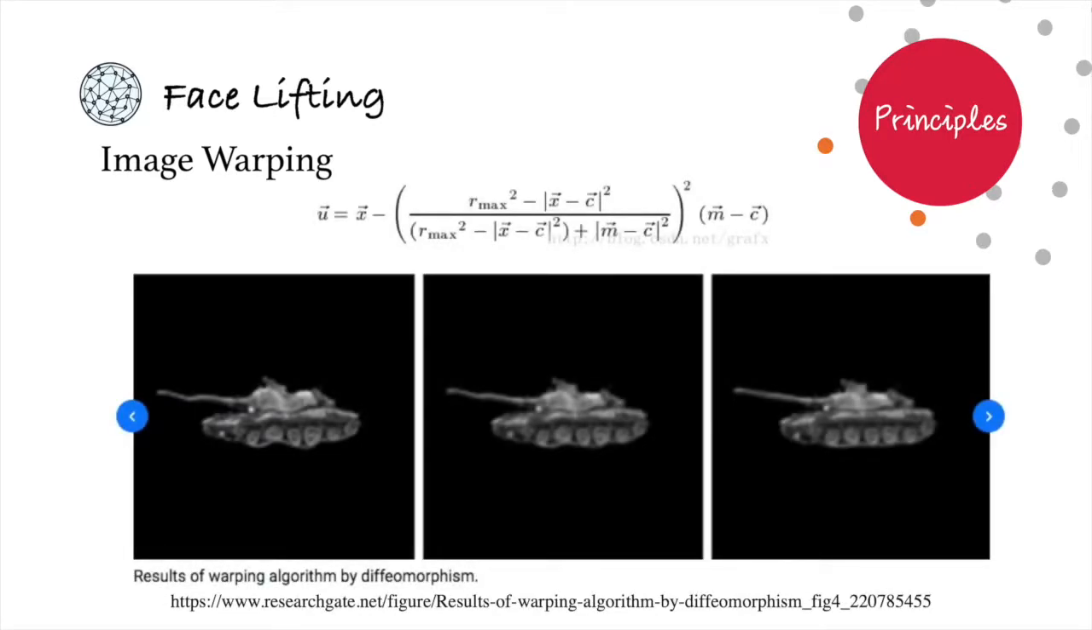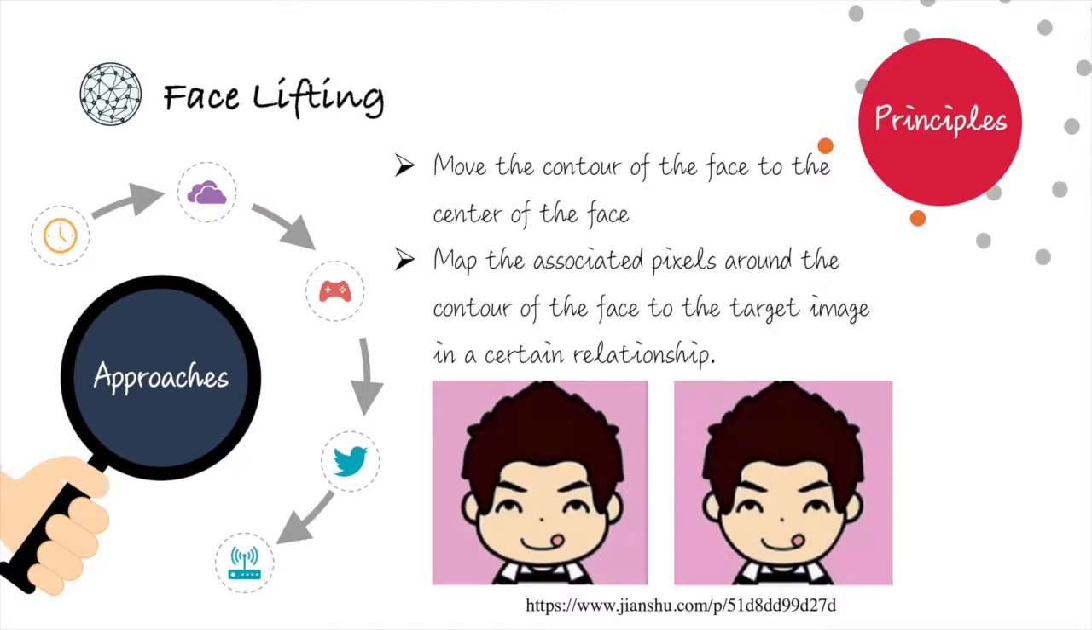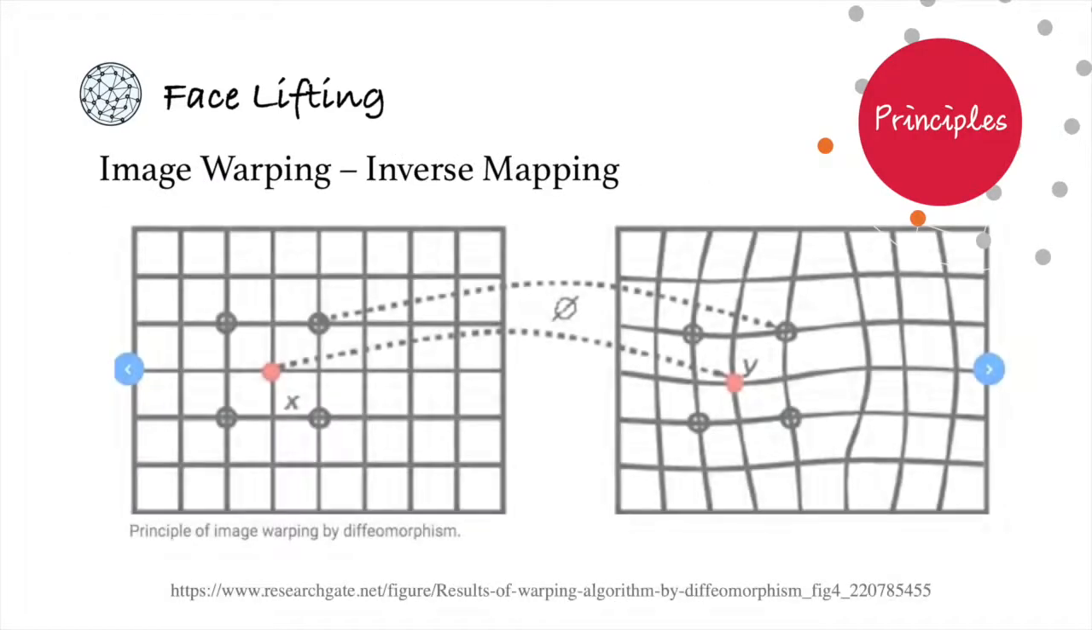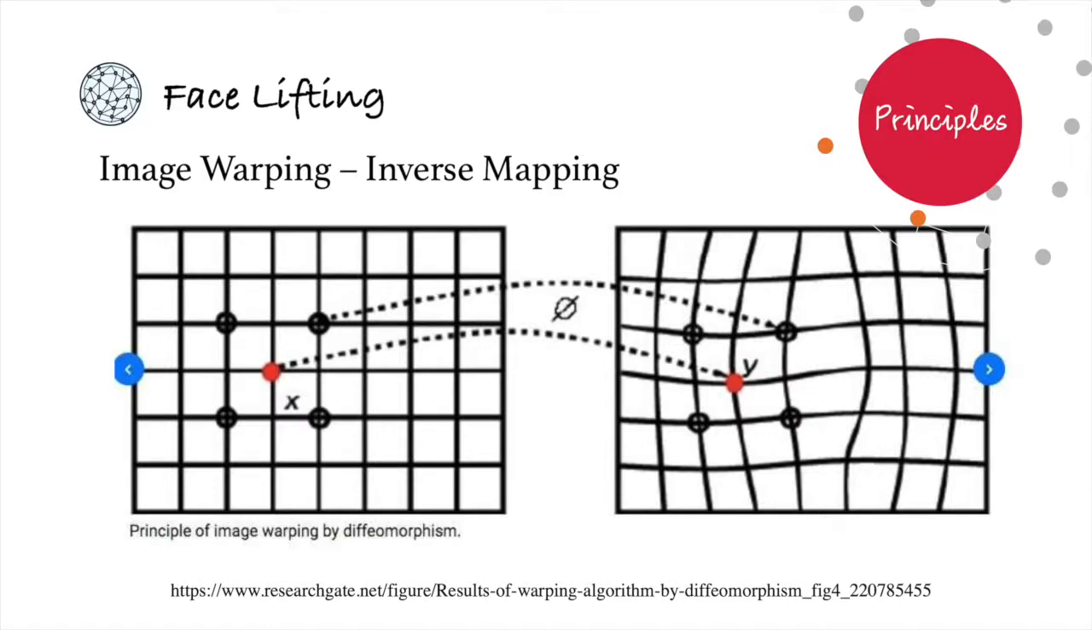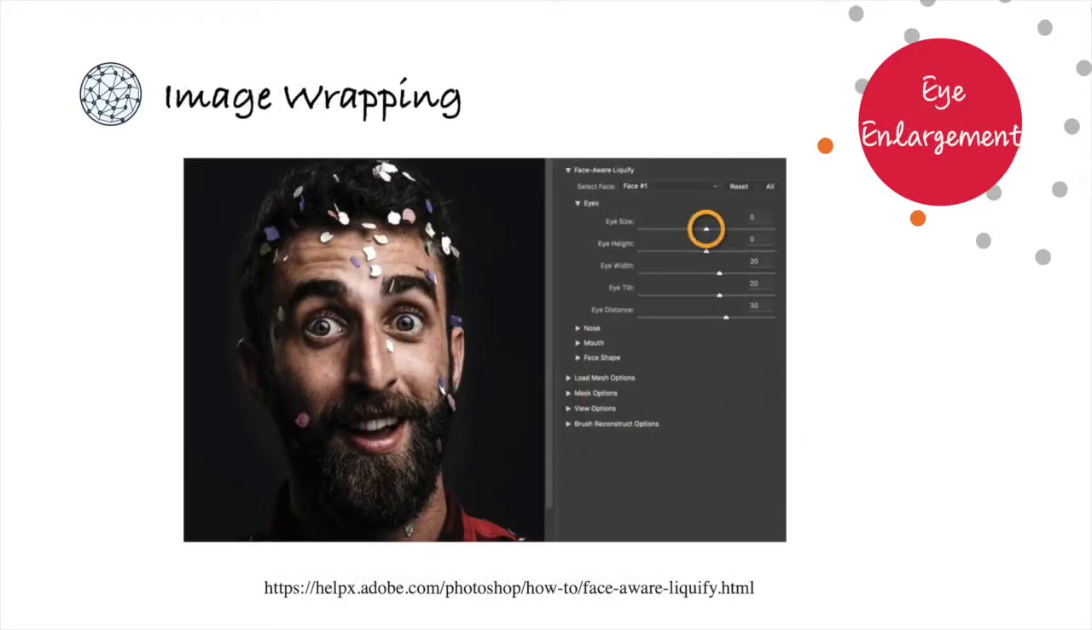This formula can be used to make a local warping effect, as shown in the figure. When we need to perform the face lifting operation, we move the contour of the face to the center of the face and map the associated pixels around the contour of the face to the target image in a certain relationship. In practice, inverse mapping is usually used. That is, the position of each pixel in the target image and the original image is calculated, and the value of the actual pixel is calculated by interpolation to backfill the target image, so that the obtained image is more natural.